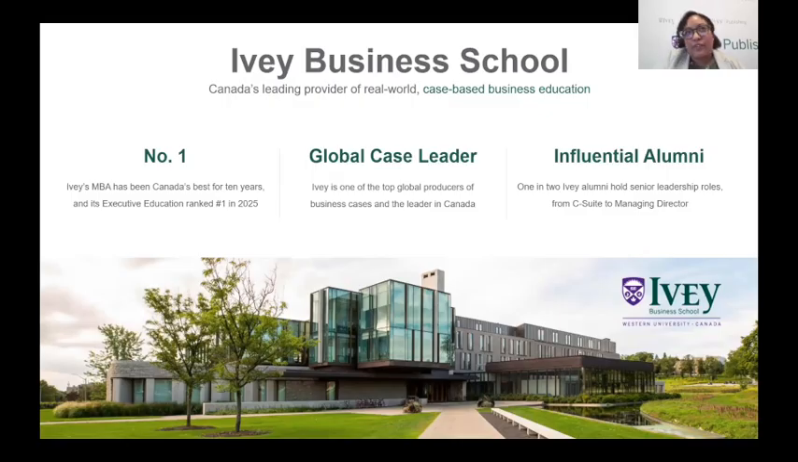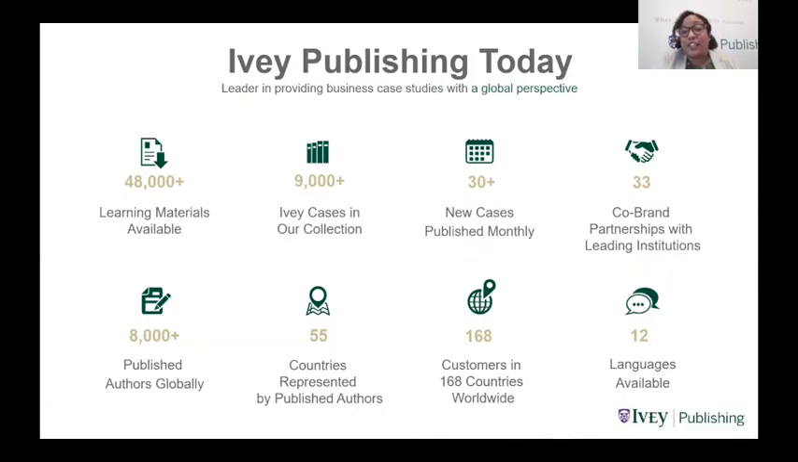And obviously, we have been the academic home of very influential alumni that we're very proud to see succeeding out there in the world. At Ivy Publishing today, we have a huge catalog of learning materials, close to 50,000. And specifically our cases, we're nearing 10,000 by now. Those cases have been written by over 8,000 authors from over 50 countries, which is also something we always like to highlight: the diversity of perspectives present in our case collection.